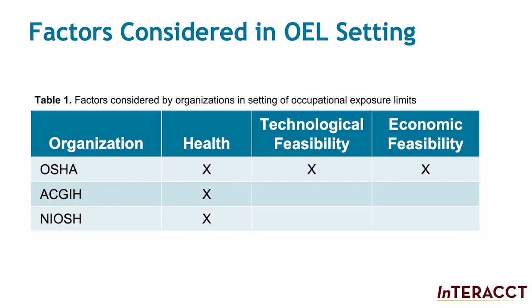It is important to note that the settings of occupational exposure limits by organizations is not always based solely on health concerns. In particular, OSHA is required by law to consider the technological feasibility of employers to limit exposures and the economic feasibility of implementing the necessary controls. Such constraints are not imposed upon OELs set by ACGIH and NIOSH.